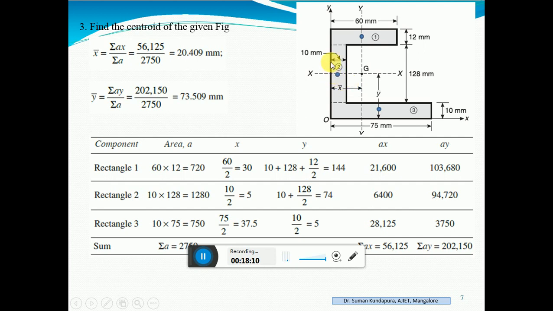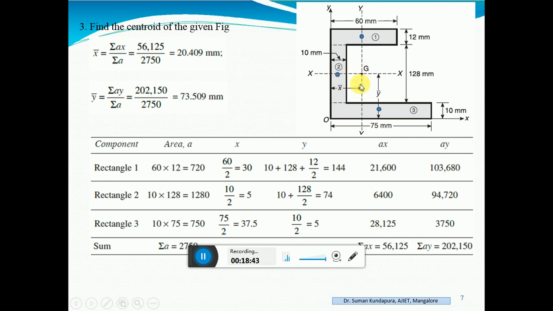Okay. So from the reference axis, x bar is lying somewhere outside, right? This is maximum, this width is 10 mm, but what you have found is 20.409. So your x bar is lying somewhere here, 20.409 from the y axis. And where is the y bar lying? At 73.5 millimeter. 73.5 millimeter means this is 10, this plus 60 somewhere, 63. So somewhere here it will be lying.